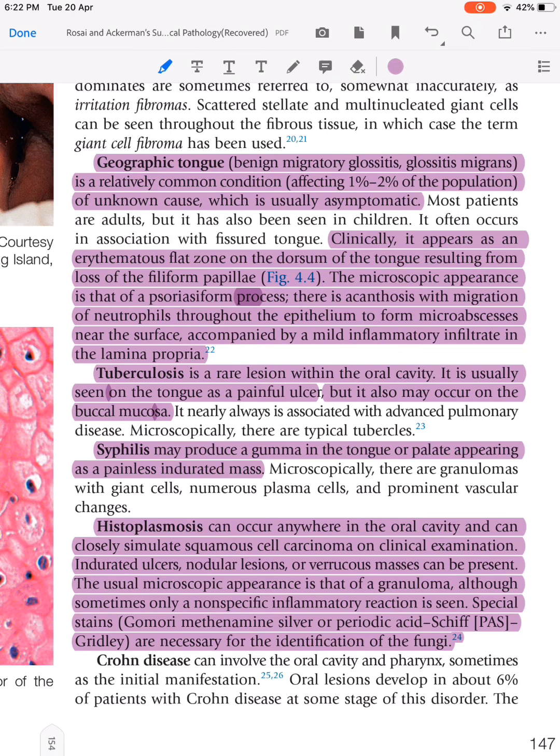Next is histoplasmosis. It can occur anywhere in the oral cavity and can closely simulate squamous cell carcinoma on clinical examination. Indurated ulcers, nodular lesions, or verrucous masses can be present. Microscopically, there is granuloma formation along with a non-specific inflammatory reaction. Special stains like Gomori methenamine silver or periodic acid-Schiff are necessary for identification of the fungi.